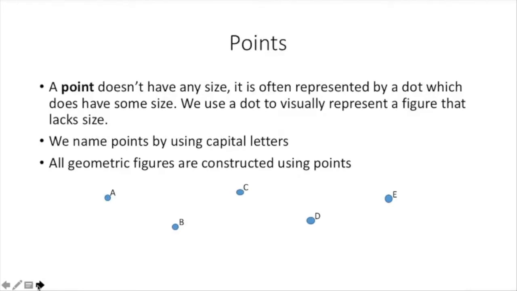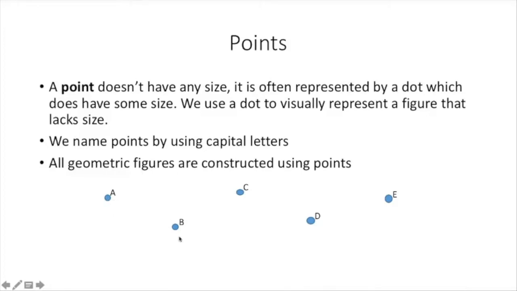These are the simplest figures in geometry. Although a point doesn't have any size, it's often represented by a dot, which does have some size, obviously, but keep in mind, the actual point does not have size. So we use a dot to visually represent a figure that doesn't have size, and we name them with capital letters. So here are some examples of points.